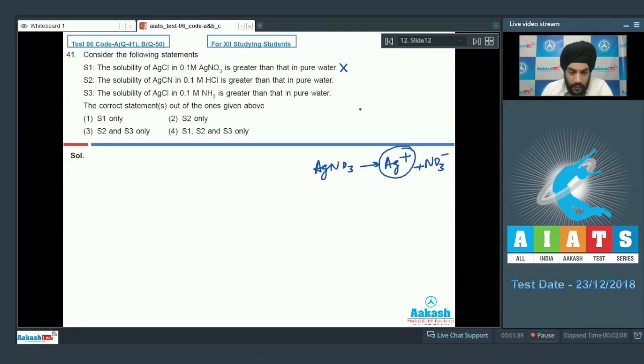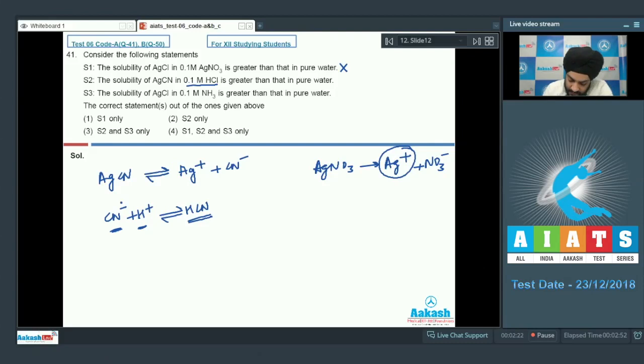Let us look at statement 2 now. The solubility of AgCN in 0.1 molar HCl is greater than that in pure water. So students, if we talk about the solubility of AgCN in presence of H plus ion, we'll have AgCN first dissociating into Ag plus and CN minus ions, and this CN minus ion will now react with H plus to form HCN. So students, we know that HCN is a weak acid and the CN minus will readily combine with the H plus ions which are present in the system to form HCN to establish this equilibrium.